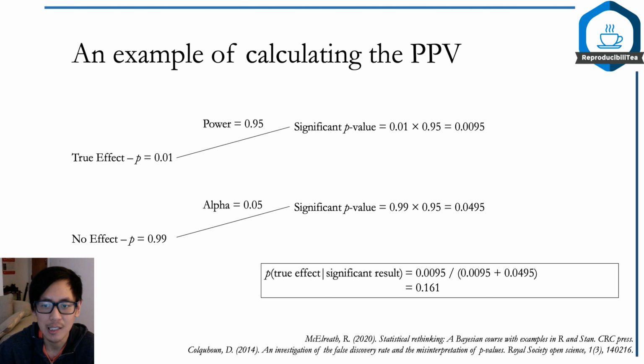So what that means is the probability of a true effect given a significant result in this hypothetical is 16%, is 0.161. And so that's very low, right? We hope the majority of the time we see a significant result, it indicates a true effect. But in this hypothetical, it is only 16% of the time.